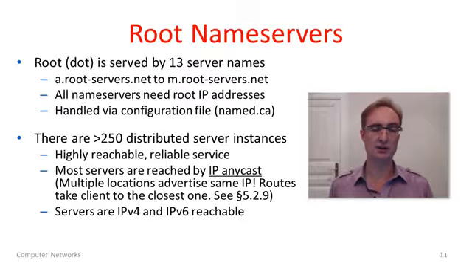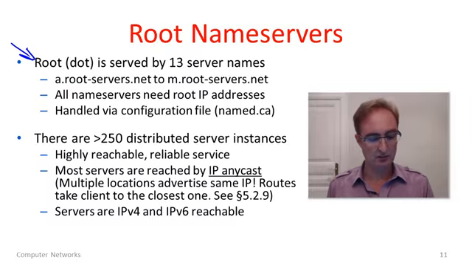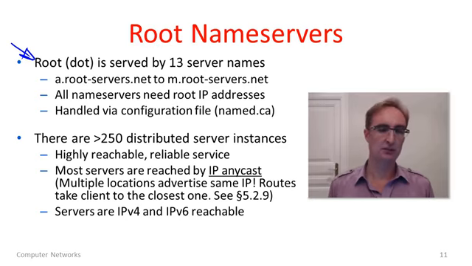Okay, what about the other end, the root name servers? Well, they're fun too. As you can imagine, the root name server, that's dot, the very top of the tree, is pretty important for the DNS. I mean, if the root was taken down, we wouldn't be able to perform name resolutions. Well, not to worry. The root is served by 13 server names. So you can see it's not just one machine. It's replicated. There are at least 13 logical names there. They're called a.rootservers.net through m.rootservers.net.